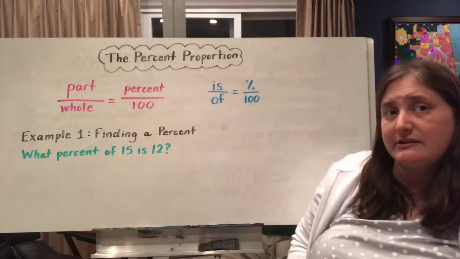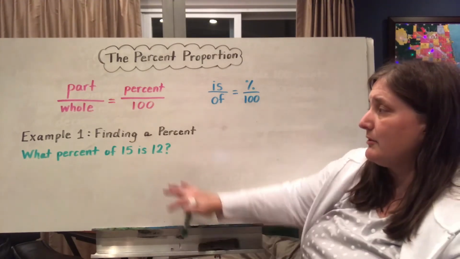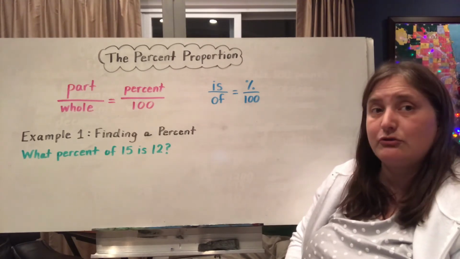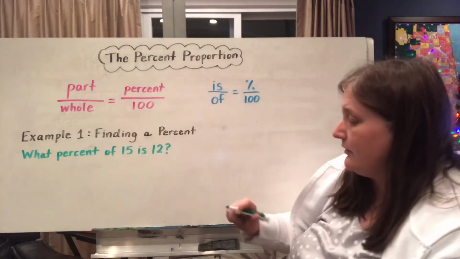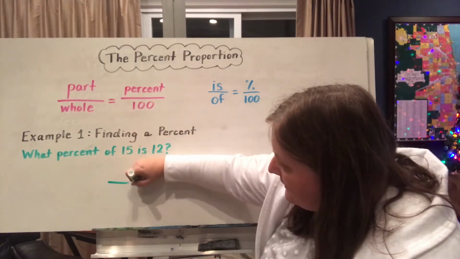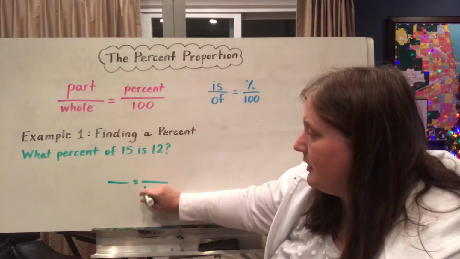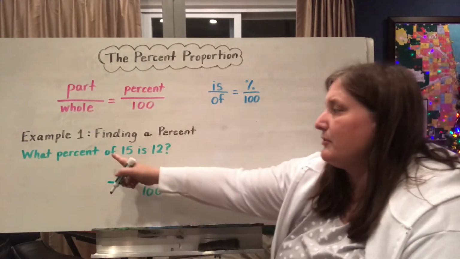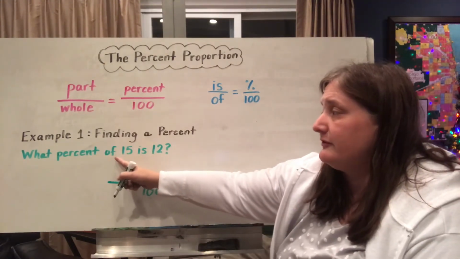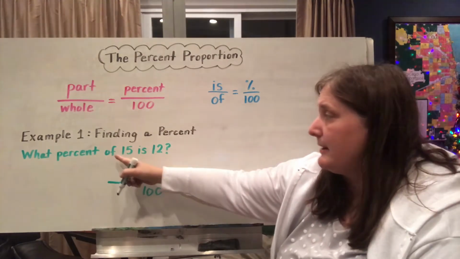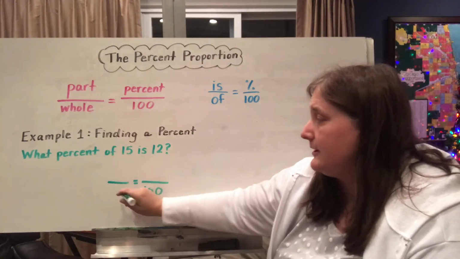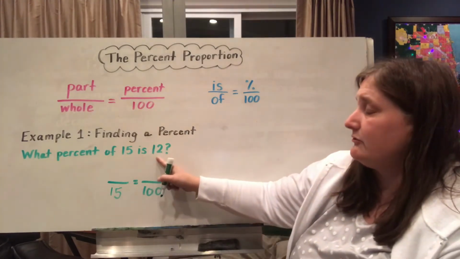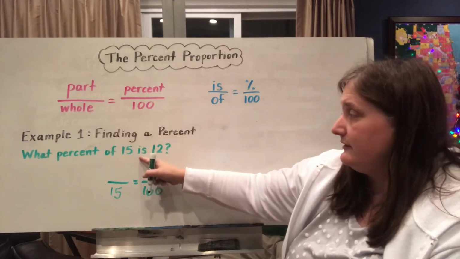So let's try actually solving a problem. So here we're finding a percent. It wants to know what percent of 15 is 12. So to start us off, we're going to set up our proportion with the number 100 right here. This 100 never changes. So it says what percent of 15, so I know 15 is my total because it's accompanied by this word of, it's out of 15. So that's going to go right here. And it says is 12. 12 is my part.